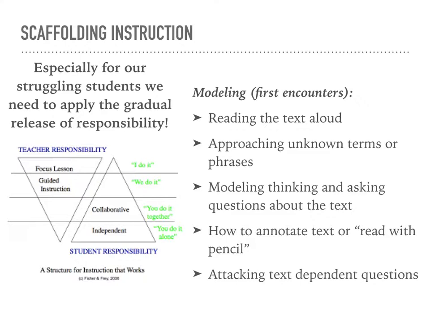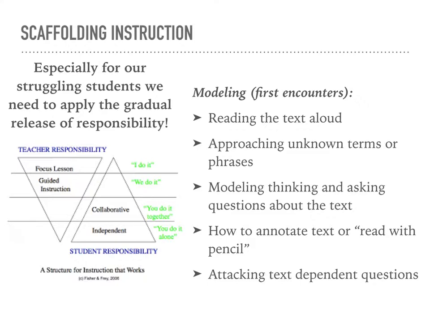So when first introducing and completing a close read, you should read the text out loud to your students. Show them how you approach those unknown terms or phrases. Are you using your context clues? Are you bringing in your background knowledge? Do you have to get out a dictionary or pull out your device and look it up? Show them how you're thinking and the kinds of questions that you're asking yourself about the text as you are going through it. Teach them how to annotate the text and read with their pencil.